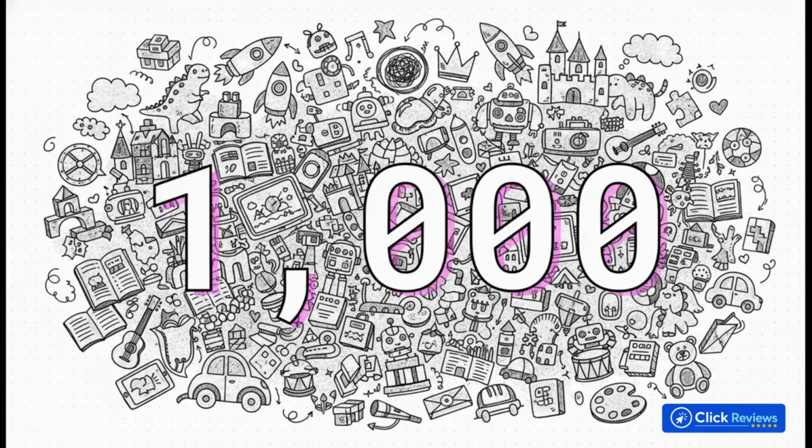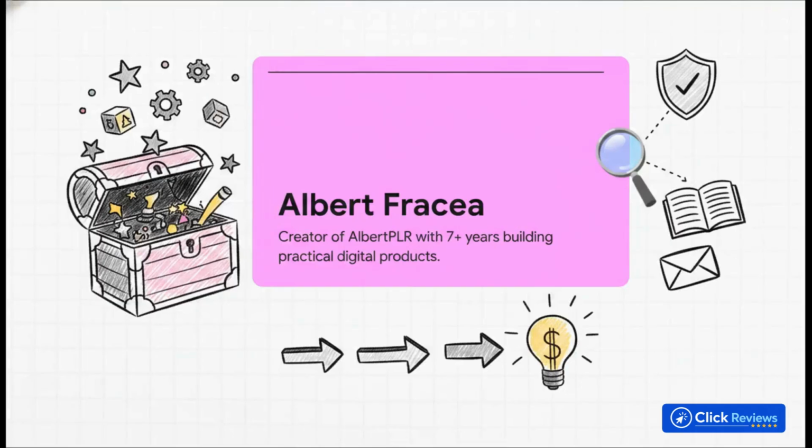Now, the crucial point here is the sheer scale. We are talking about 1,000 fully organized product and content ideas. 1,000. You are not just getting a little handful of generic prompts here. You're getting a literal reservoir of concepts that are ready to deploy the very second you sit down at your desk.